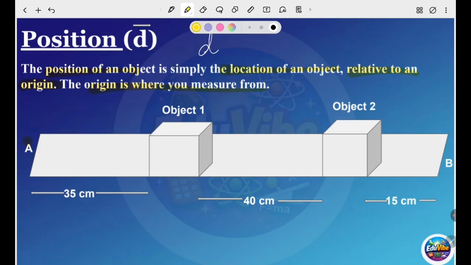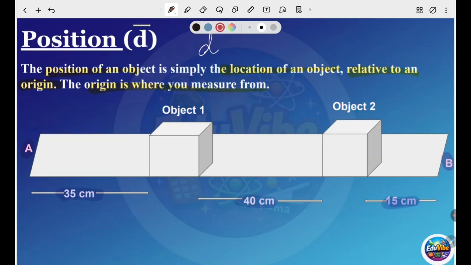So let's see a small example of this. We have a plane surface over there, and we have two objects, A over there and B over there. They tell us the distances: 35 centimeters from A to object 1, 40 centimeters from object 1 to object 2, and 15 centimeters from object 2 to B.